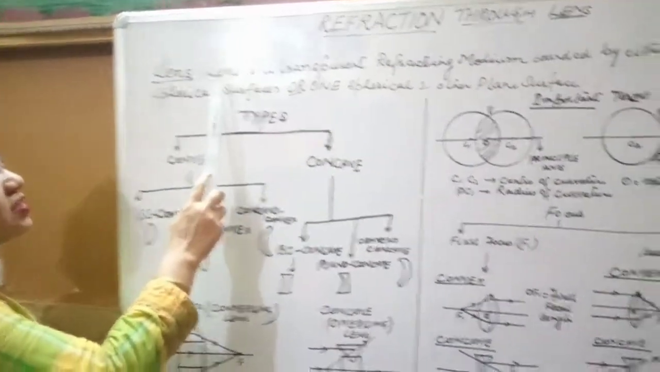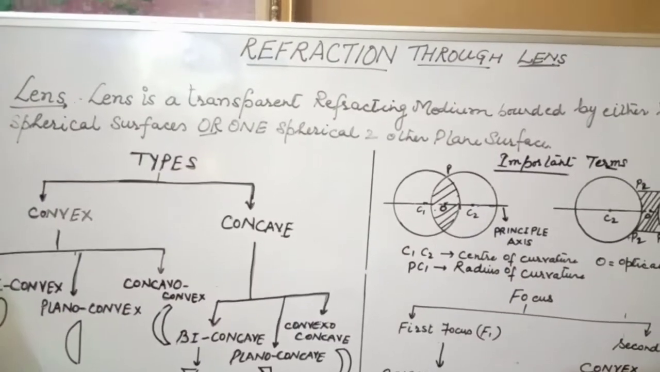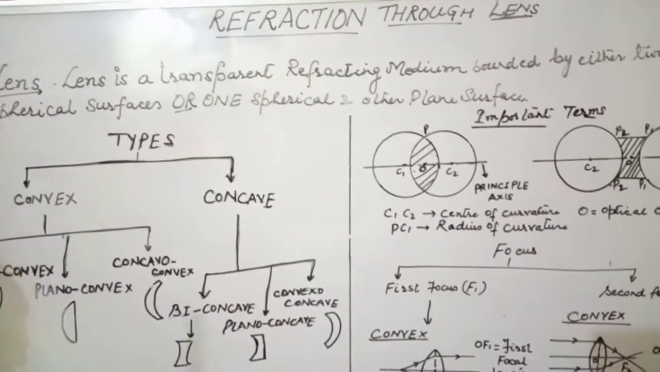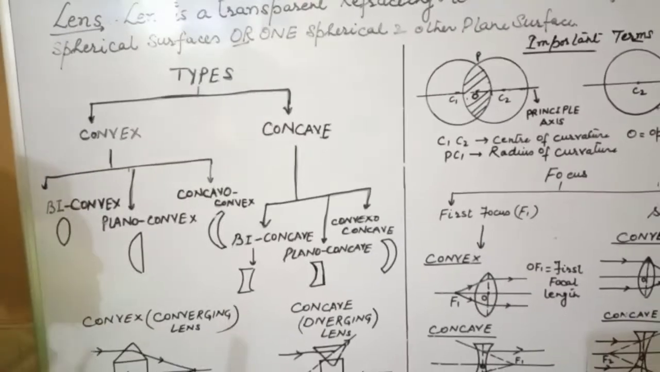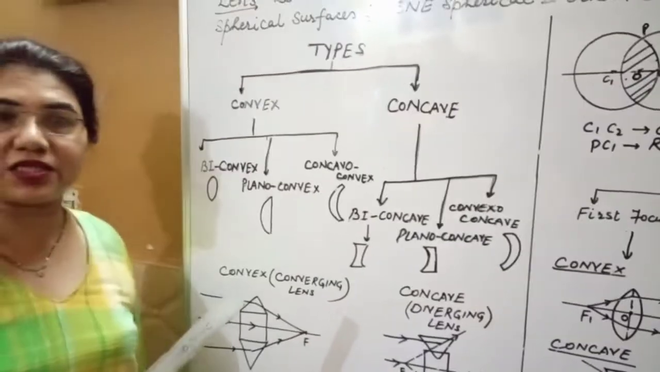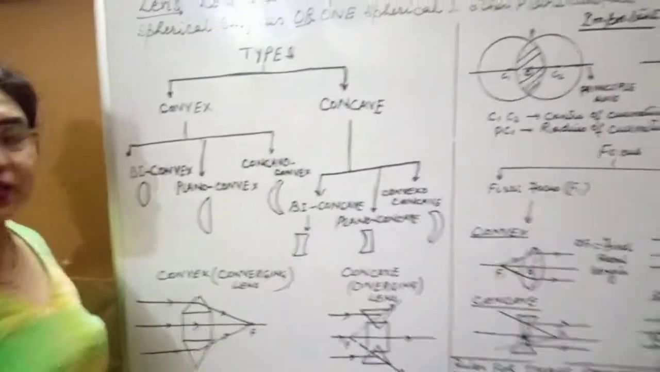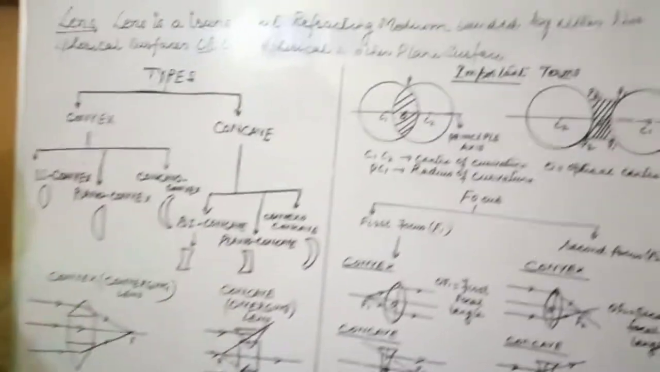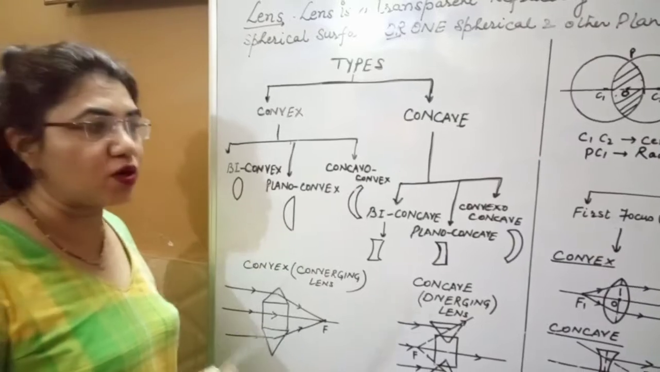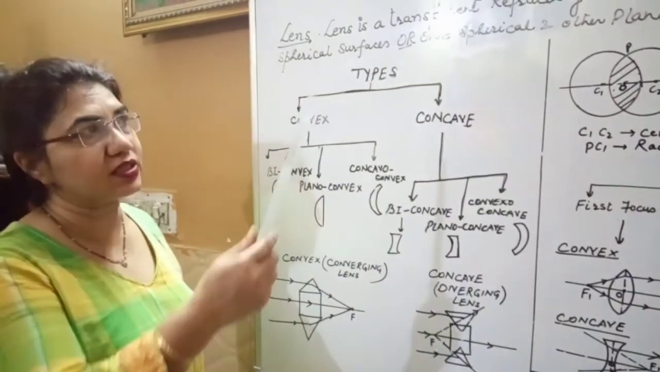A lens is a transparent refracting medium bounded by either two spherical surfaces, or one spherical and the other a plane surface. You have already considered two more components, the slab and the prism, which also have two transparent refracting surfaces. So what is the difference is in the shape, and due to that different shape, there is a different nature of refraction in this lens.